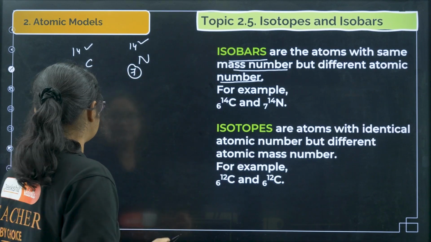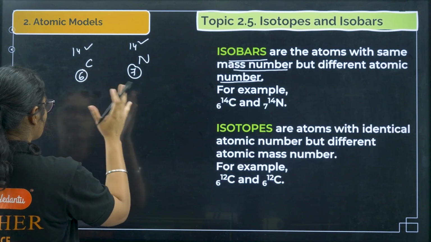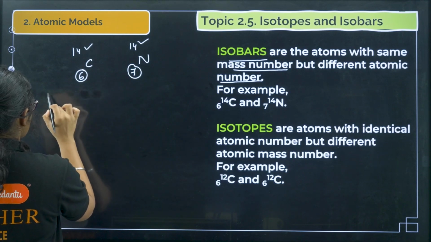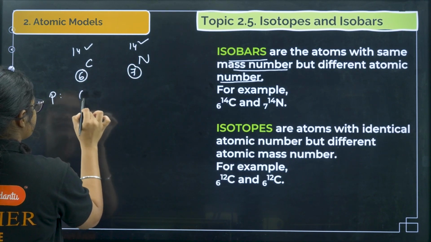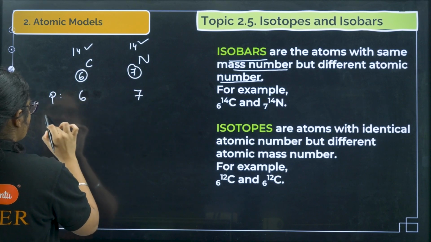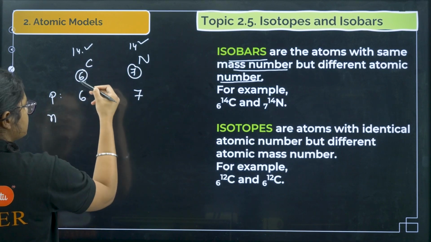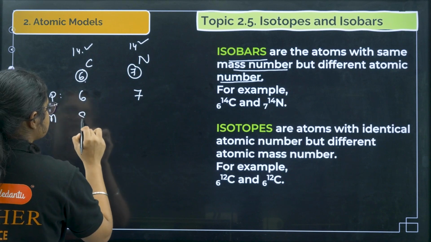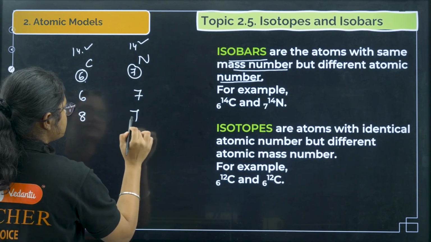Okay, now if you see the protons neutrons number here, so first of all, if I see the proton number, here it is 6 and here it is 7. Now neutron number will be this minus this, right? So this is the sum of proton plus neutron. So 14 minus 6 is 8 and 14 minus 7 is 7.